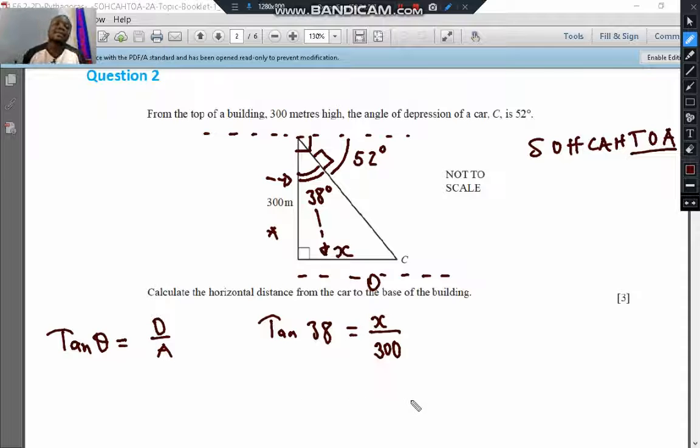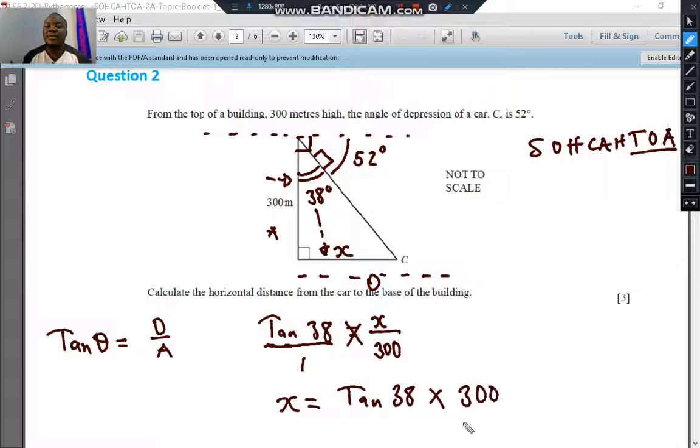All right. So the question wants us to find this x here, which is the horizontal distance from the car to the base of the building. How do we find x given this? So all we need to do now is to say this over 1 and then we cross multiply. This is just basic mathematics. So that means x is going to be equal to tan 38 degrees multiplying 300. All right.